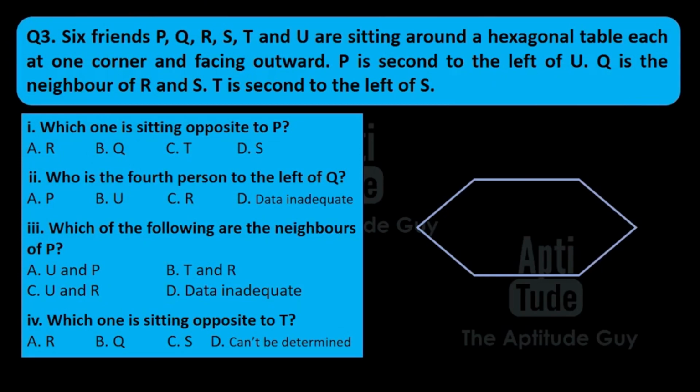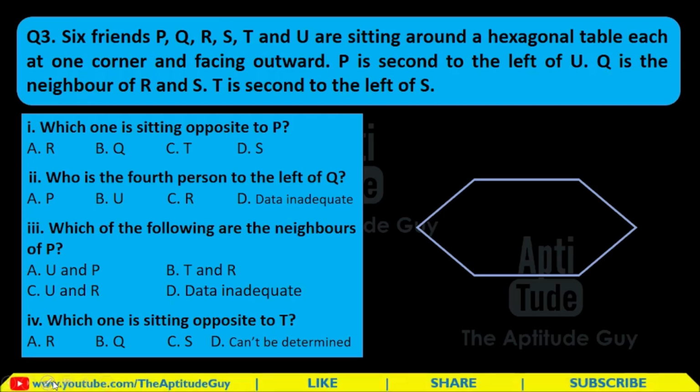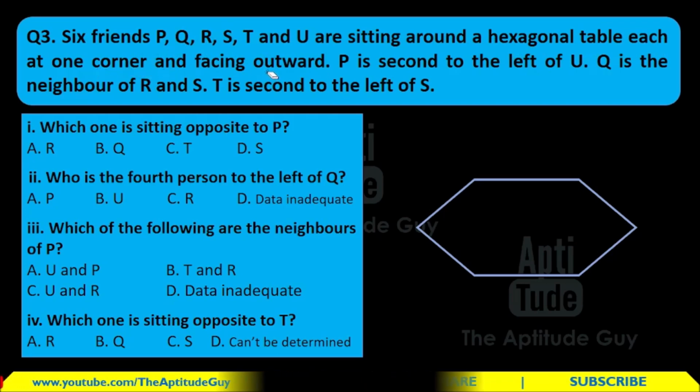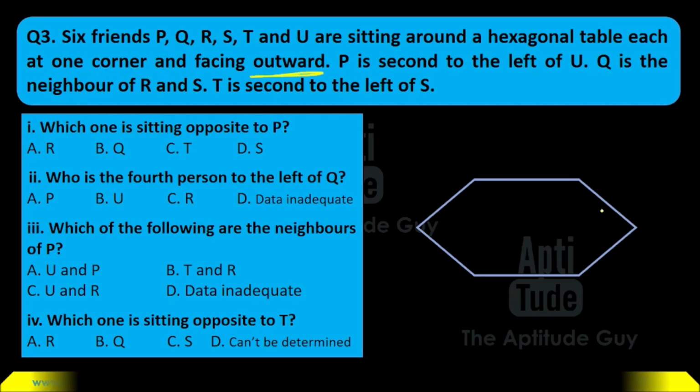Hexagon question. Wonderful. Pause the video, try to solve it, and then come back. Okay, let's do it. 6 friends, P, Q, R, S, T and U are sitting around a hexagonal table, each at one corner and facing outward. Facing outward, very important. So before doing anything, I will draw these arrows signifying that they are all facing outward. Because otherwise, I may forget and you may also. So the arrows are to help your future self.